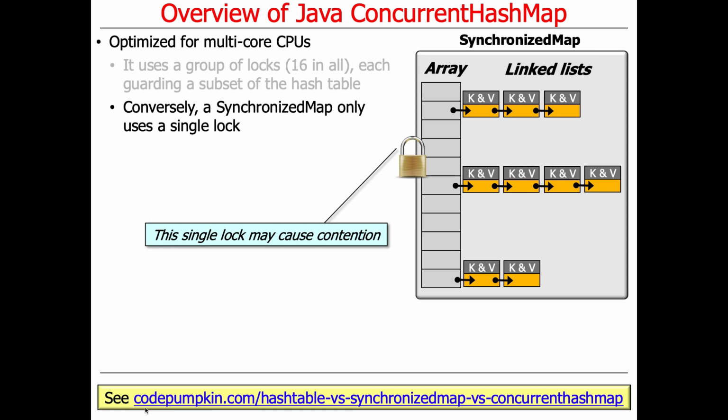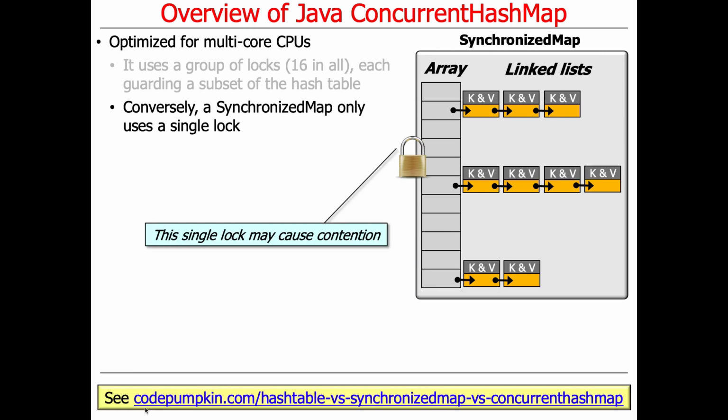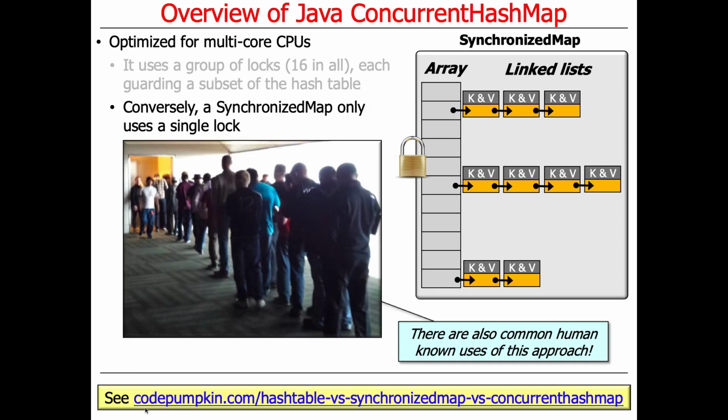In contrast, a synchronized map only uses a single lock. There's just one instead of being up to 16 of them, and that can cause contention. So that's kind of like everybody waiting in line for one restroom, right? You have a big line that's slow. So that's kind of the difference there.